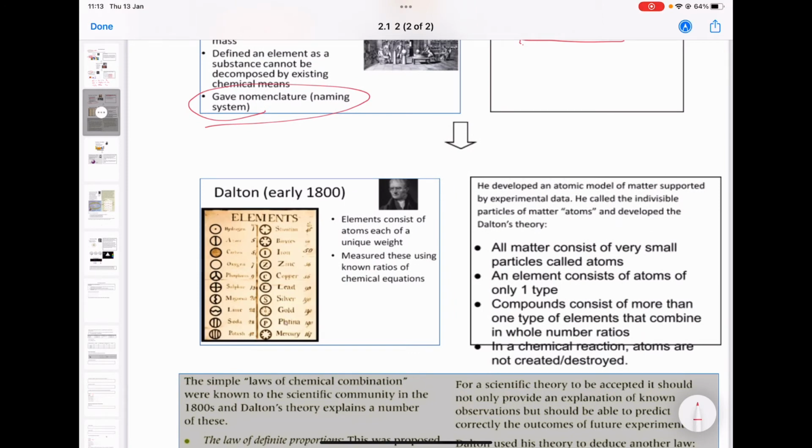And then you have Dalton, who came in with his atomic model of matter. And it's only from his experimental data that he was able to say that matter consists of particles called atoms. The name atoms comes from atomos, which means indivisible. And he did calculations to find the weight of atoms. And we're going to see how we do these calculations in our next topic.